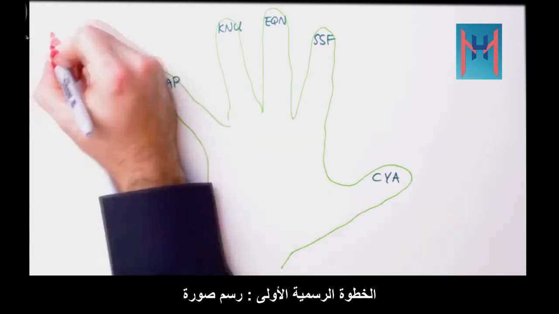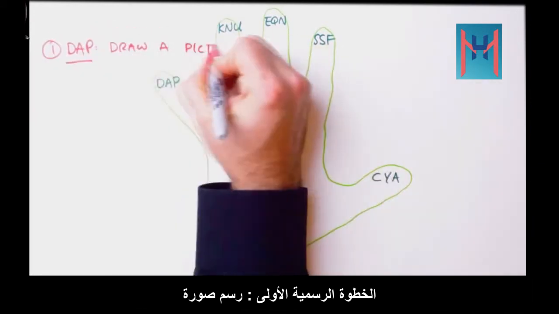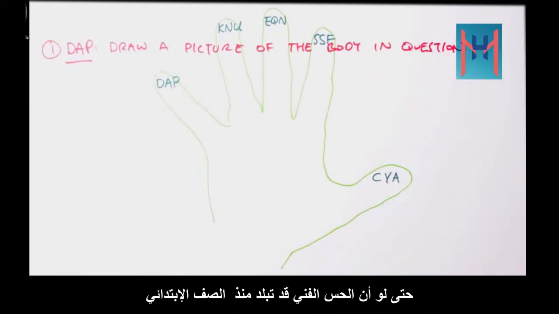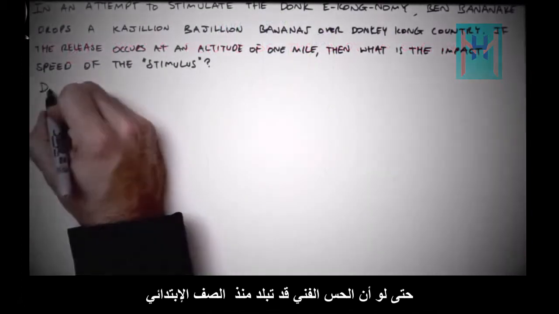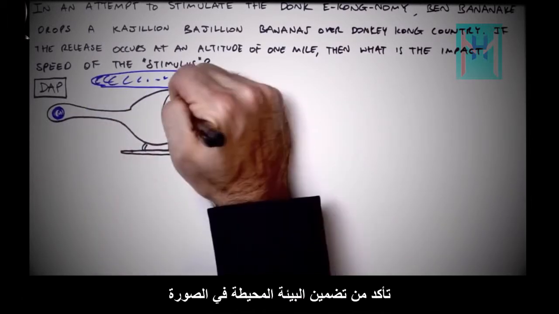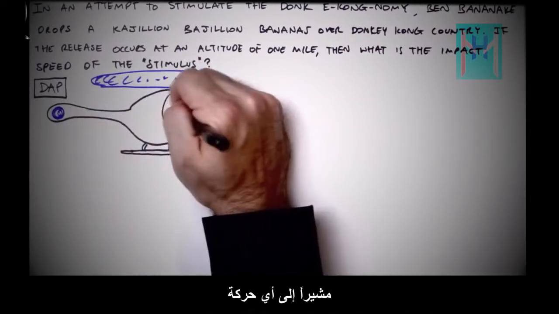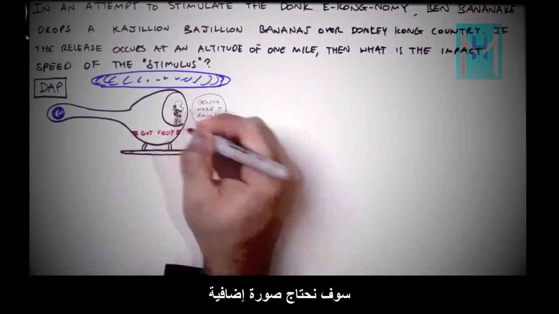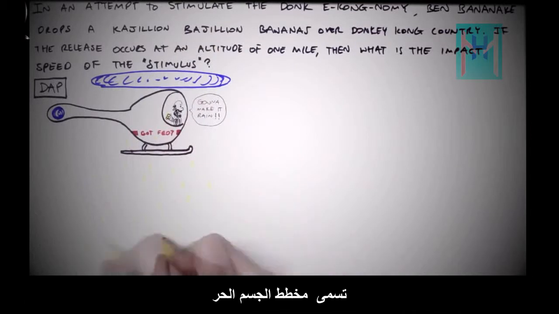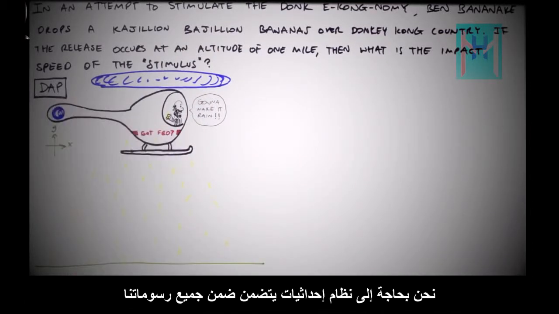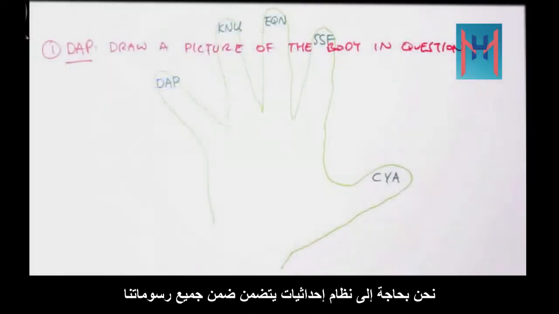Alright, first official step. Draw a picture of the body or bodies in question. Even if our artistic sensibilities have stagnated since 2nd grade, we still need to draw a picture in order to visualize the situation. Be sure to include the surrounding environment in the picture, noting any motion that's occurring. Are there forces at play? If so, then we'll need an additional depiction, namely a free body diagram. Last but not least, we need to select a coordinate system and include it in all of our drawings.